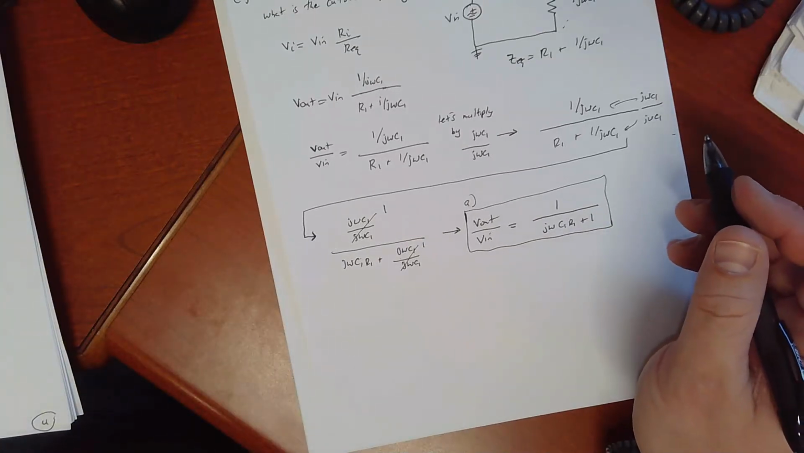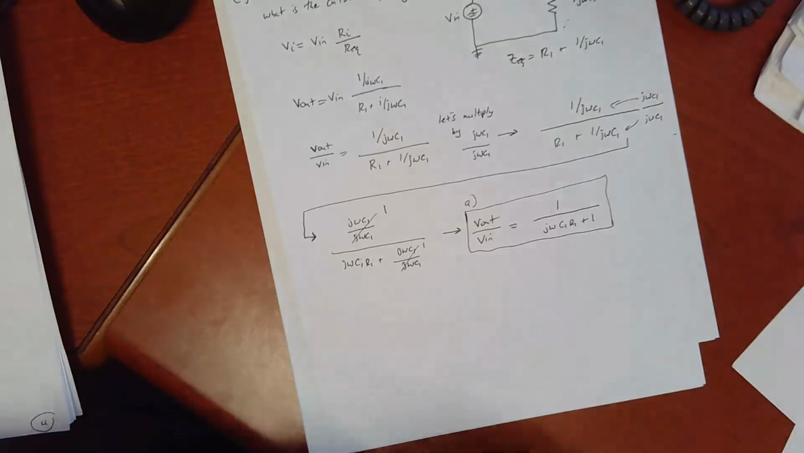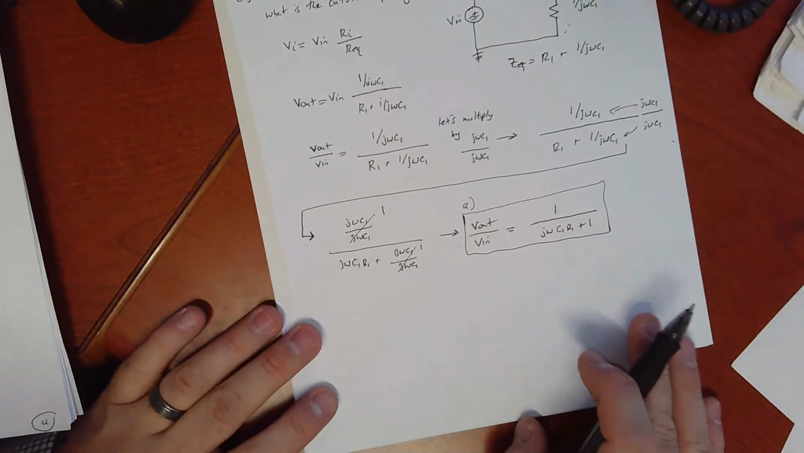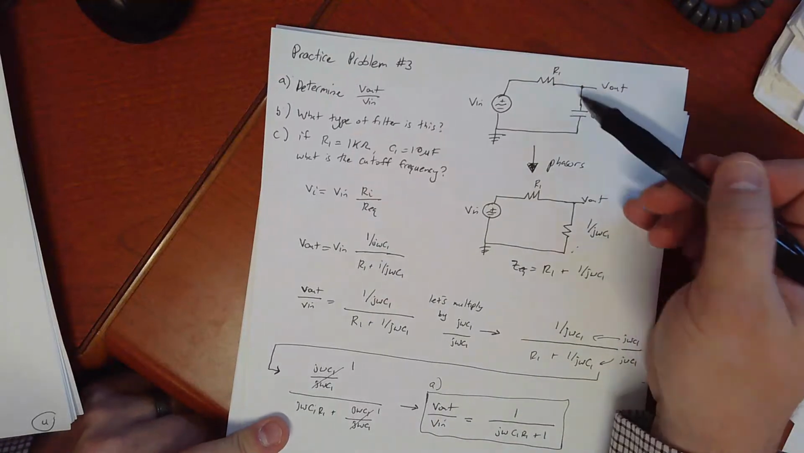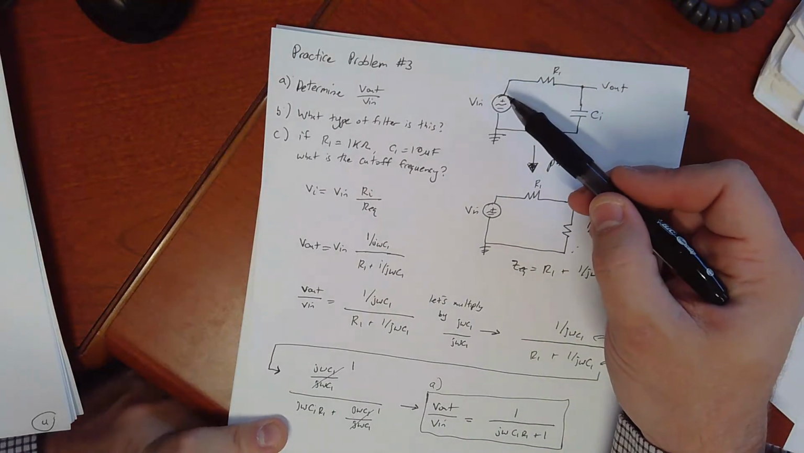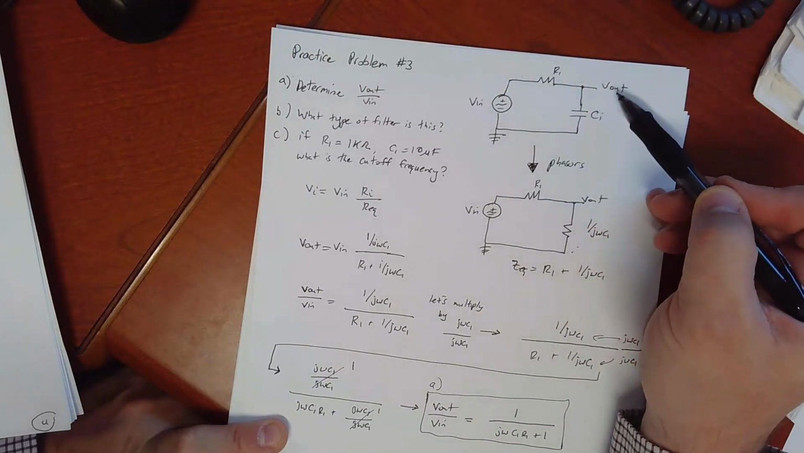Now, if we want to know what's going on with this circuit, part B asks you what kind of filter it is. And by inspection, you may be able to know. What you can see is that the output to the input is connected with a resistor.